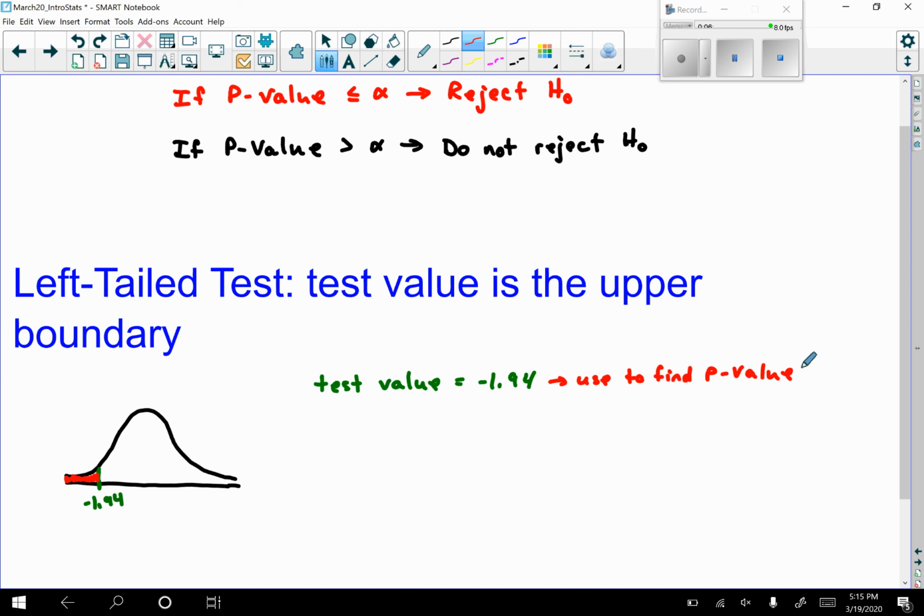Now if you're using the calculator, you go to menu 552, and we're going to type in this negative 1.94 as our upper bound. If we do that, then we get an area of 0.0262.